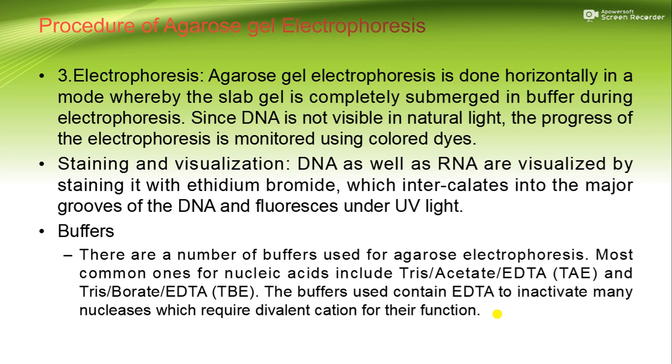Staining and visualization. DNA as well as RNA are visualized by staining with ethidium bromide, which intercalates into the major grooves of the DNA and fluoresces under UV light. Buffers. There are a number of buffers used for agarose electrophoresis. Most common ones for nucleic acids include tris/acetate/EDTA, TAE, and tris/borate/EDTA, TBE. The buffers used contain EDTA to inactivate many nucleases which require divalent cations for their function.